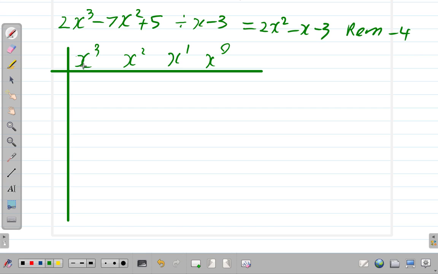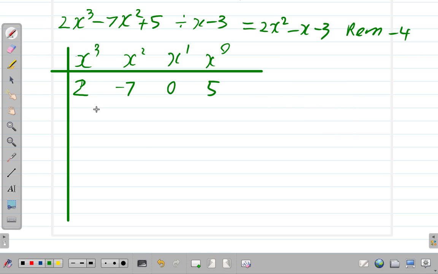The numbers that multiply each of these: 2 multiplies x cubed, so I write 2 under the x cubed. Negative 7 will multiply x squared, so I write negative 7 here. There's no x to the 1 written, because it's really 0x, but it's not written. So it's 0, and that multiplies x to the 1. 5 will multiply x to the 0, because x to the 0 is 1.